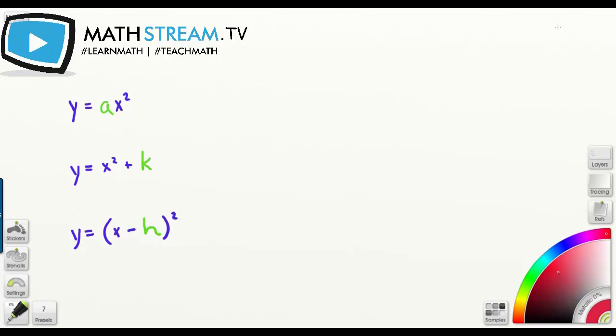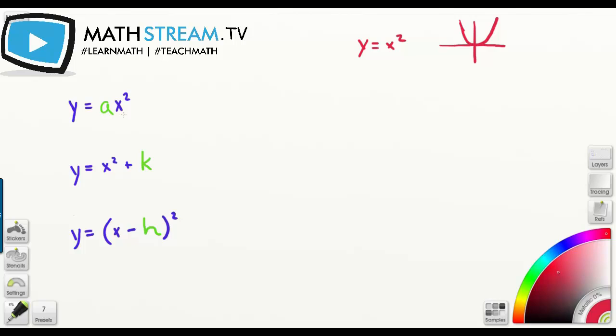All right, so first we have y equals ax squared, then we have y equals x squared plus k, and then we have y equals (x minus h) squared. So I have, in a purple color, the basic part of our equation, because if you remember, the most basic equation that we have is y equals x squared. And that has the general shape of a parabola, which is a U-shaped graph. So y equals x squared is a U-shaped graph.